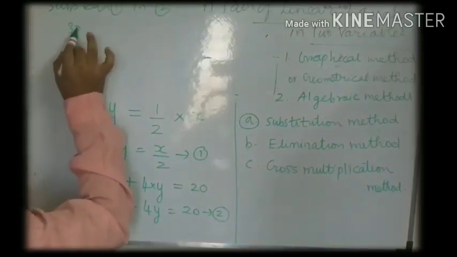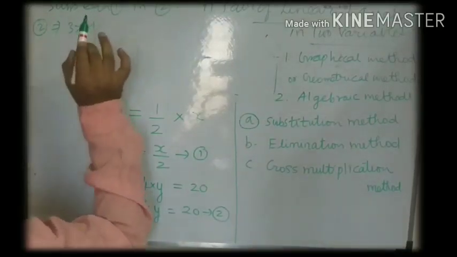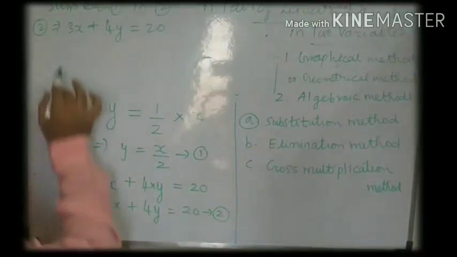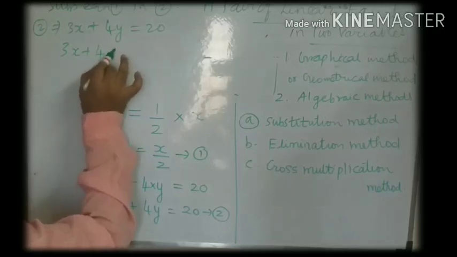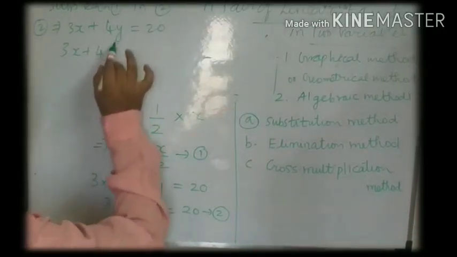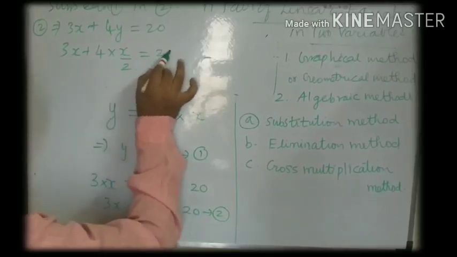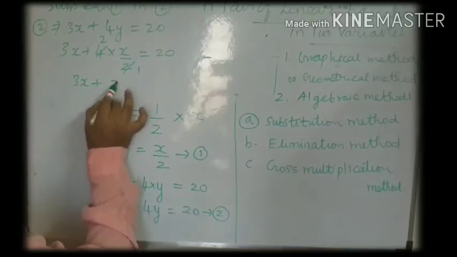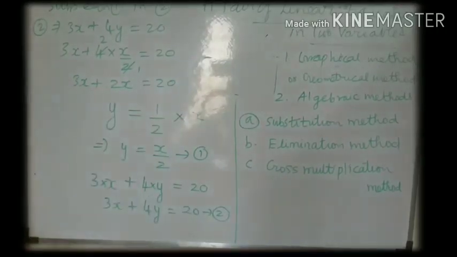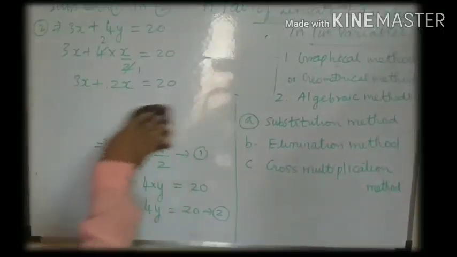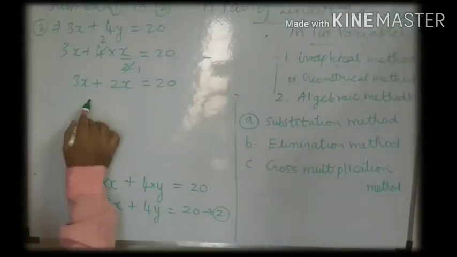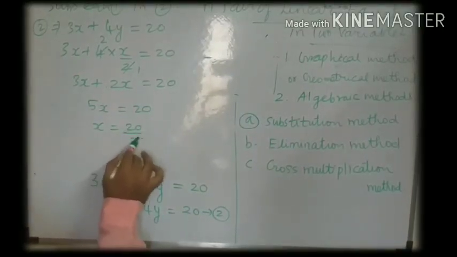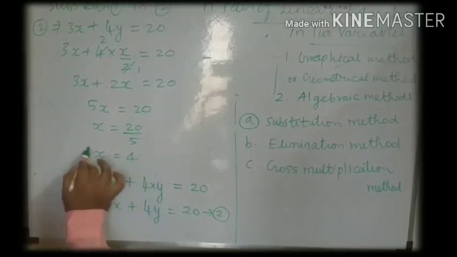So I'm writing equation 2 here: 3x plus 4y is equal to 20. Now in this equation I am going to replace the value of y. The y value is x by 2. In place of y I am replacing it by x by 2, which is equal to 20. Now 2 1s are 2, 2 2s are 4. Here it gets simplified: 3x plus 2x is equal to 20. Now 3x plus 2x gives us 5x is equal to 20. From this we get x is equal to 20 by 5, which gives x is equal to 4.